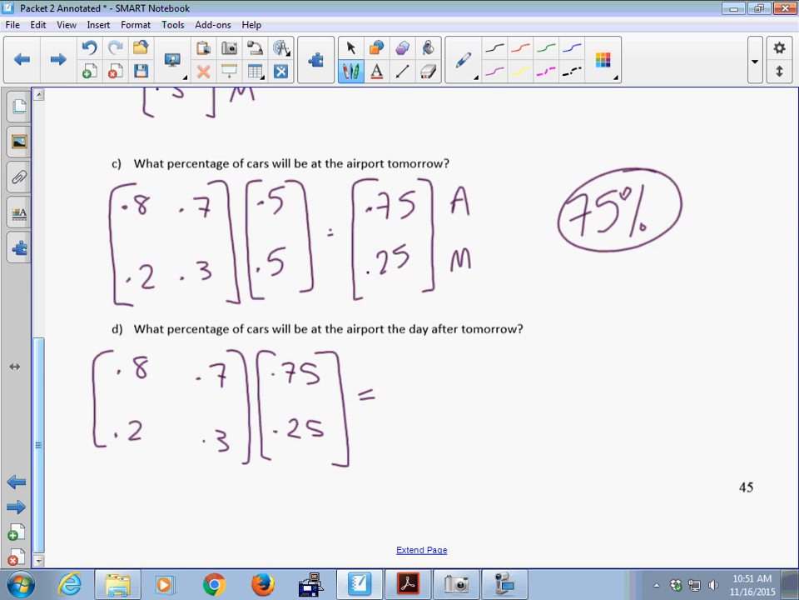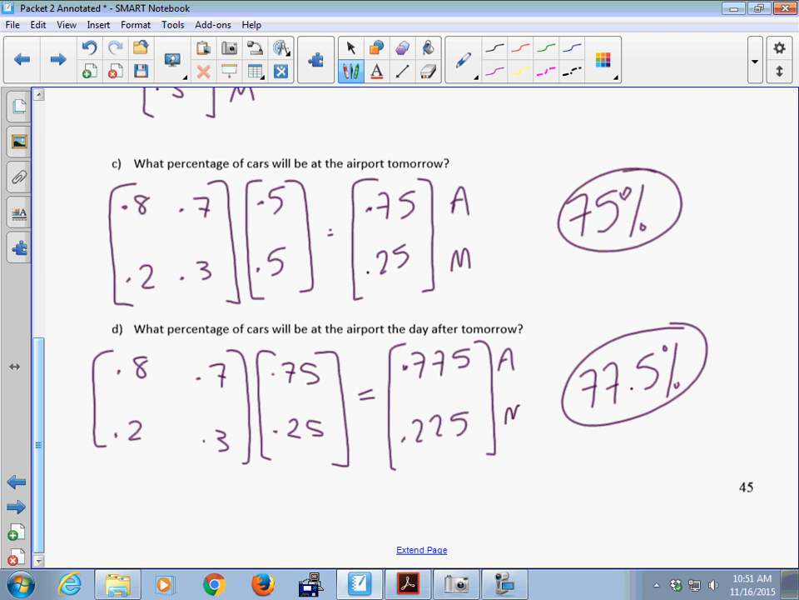So this comes out to 0.775, 0.225. So what's the percentage of cars at the airport? 77.5%. Yeah, so it changed really fast in one day, because it went from 50% to 75%. The next day it only changed by another 2.5%. So it's looking like we're going to hit a point of convergence. Let's do one more day and see if this conjecture holds.